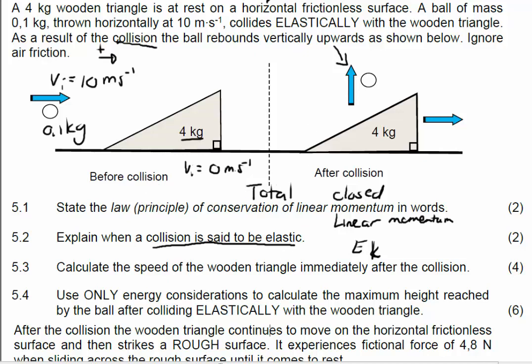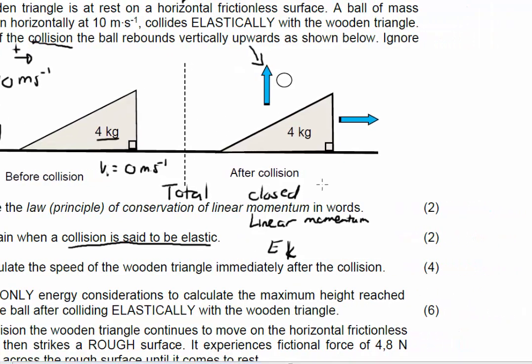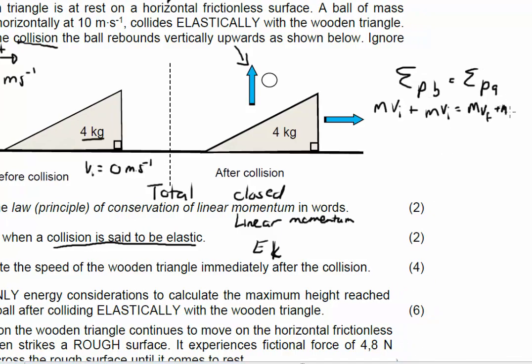So here what we have to do initially is we have to give a formula. I'm going to use the sum of the momentum before is going to equal the sum of the momentum after. Remember, momentum equals mass times velocity, so it's going to be the mass of the ball times the initial velocity of the ball plus the mass of the triangle times the initial velocity of the triangle is going to be equal to the mass of the ball times the final velocity plus the mass of the wooden triangle times its final velocity. Now we can start to substitute our values.